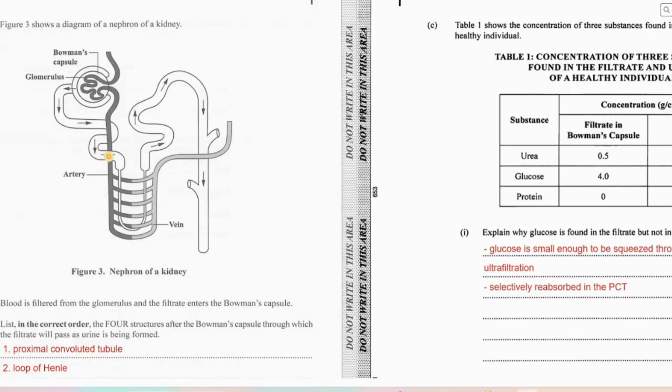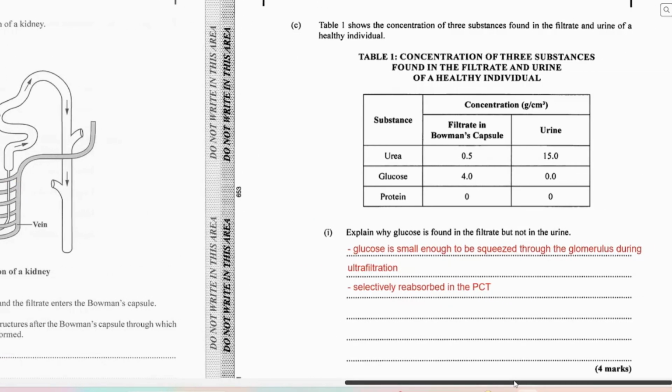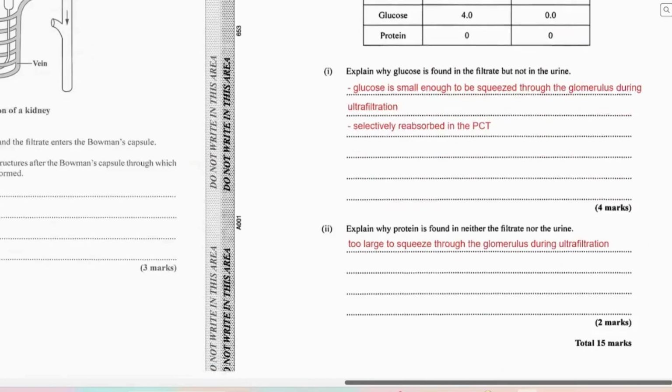So going forward to the loop of Henle, you shouldn't have any glucose, and therefore you definitely should not have any glucose in the urine. So this is what accounts for that.